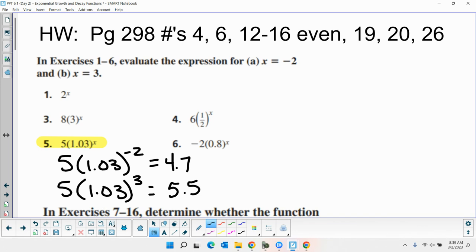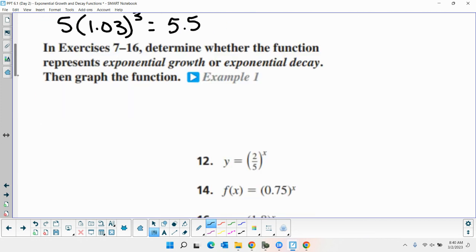So, going over answers to 4 and 6. Number 4A was 24 and B was 3/4 or 0.75. Number 6 is A, -3.125, and B is -1.024. Again, all we're doing is plugging in -2 and 3 in for X, just doing those two problems. All right, then we jump down to 12, 14, and 16.